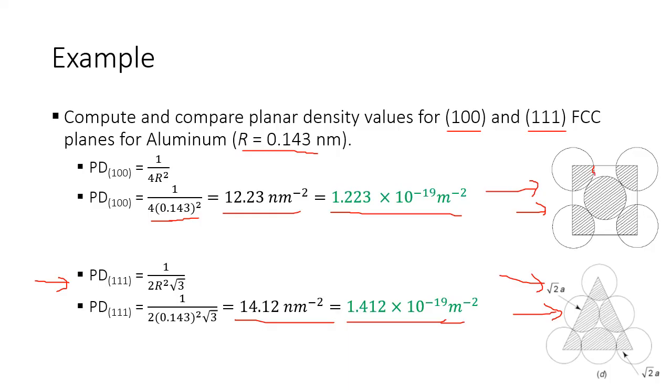So you can see these are the empty areas on the 100 plane. Okay, but the empty areas on the 111 plane are very small, so that's why the planar density for the 111 plane is higher as compared to the planar density for the 100 plane. You can find out the planar density for the 110 plane of FCC for aluminium, with the value of the radius available, and then compare the value of planar density for the 110 plane with the 100 and 111 planes on this slide.